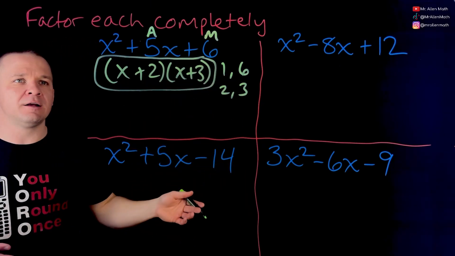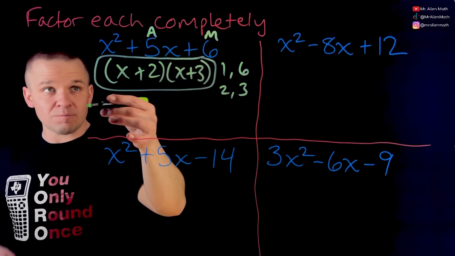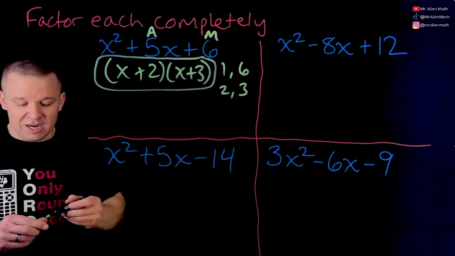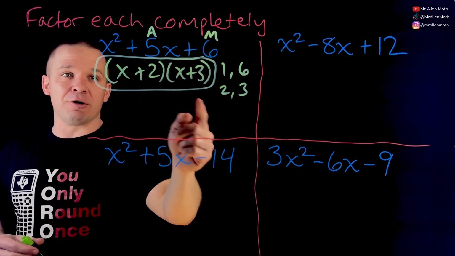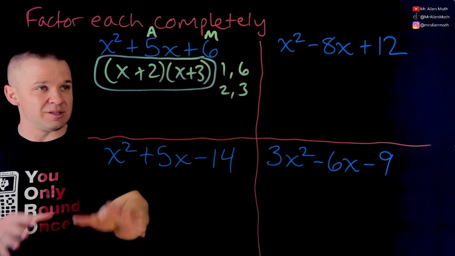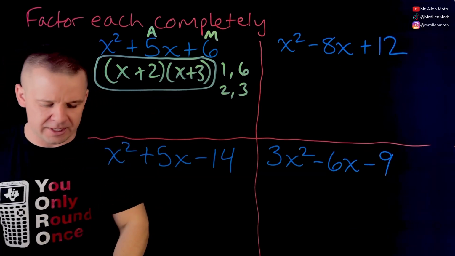Boom, first one done. Now, if that 5x was a 7x, I would have picked the 1 and the 6, right? If that 5x was negative, I would have made both of these subtraction. All right, we're going to go through all of these in these 4 problems here. We should be able to work out all the kinks, all right?